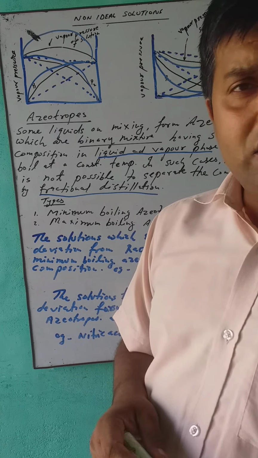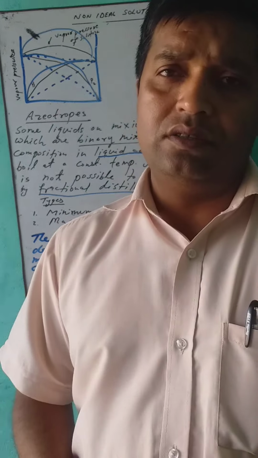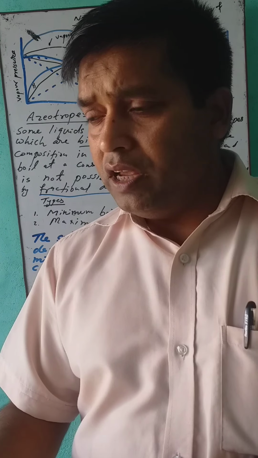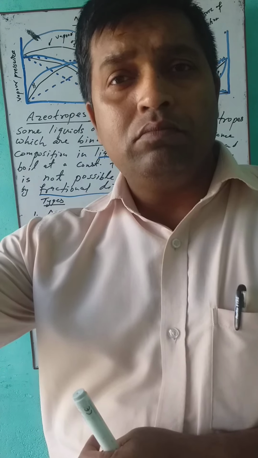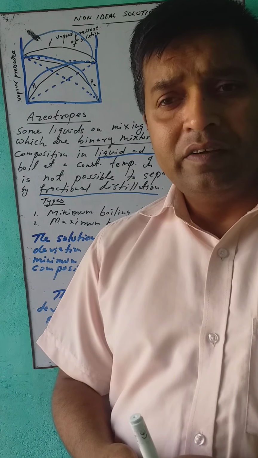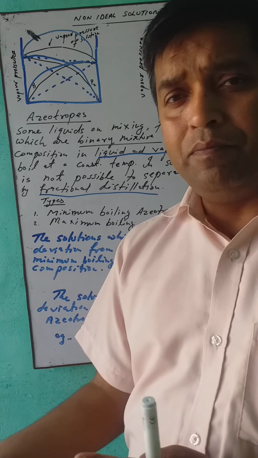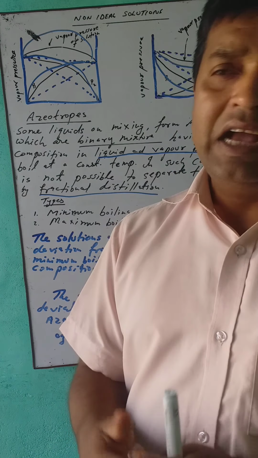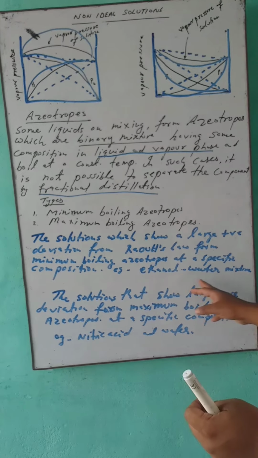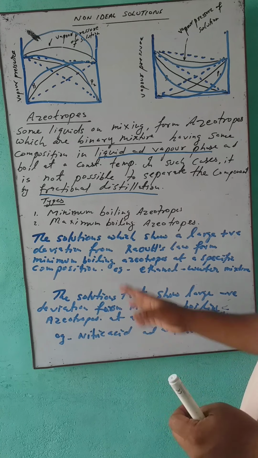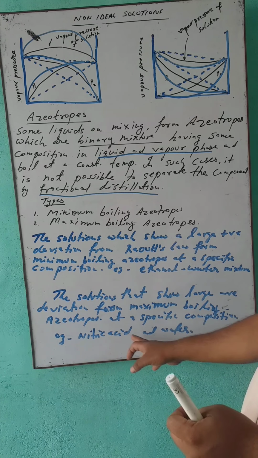So dear student, we have discussed non-ideal solutions. They show positive and negative deviations, but some solutions also show more than positive and more than negative. They are called azeotropes, and they are of two types: minimum boiling azeotropes and maximum boiling azeotropes. And examples are ethanol and water, and here nitric acid and water.